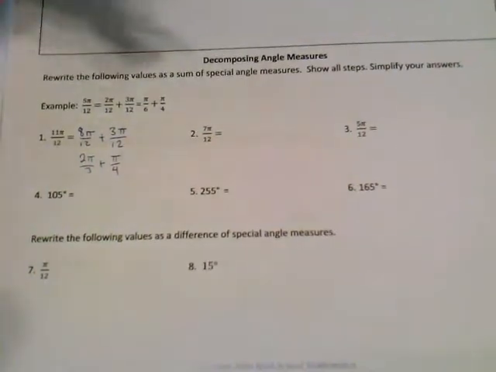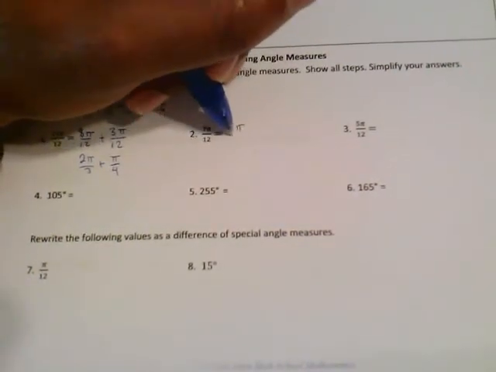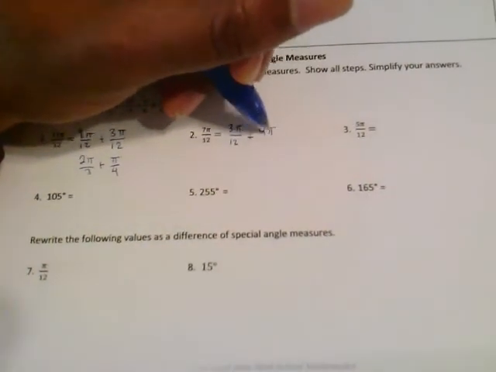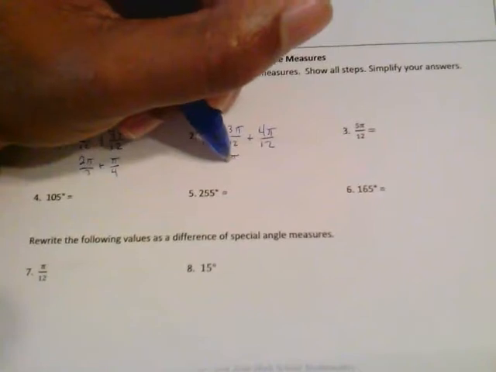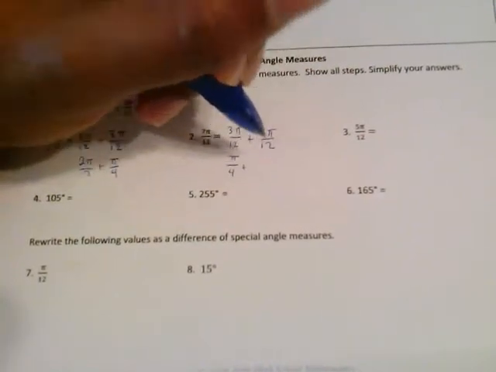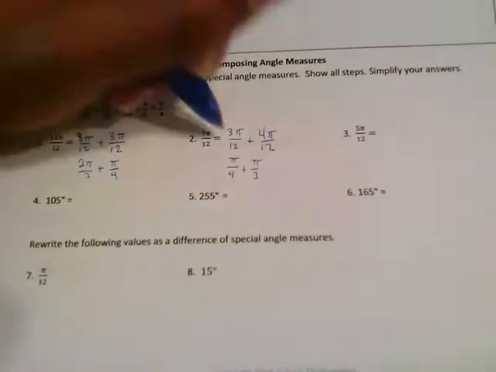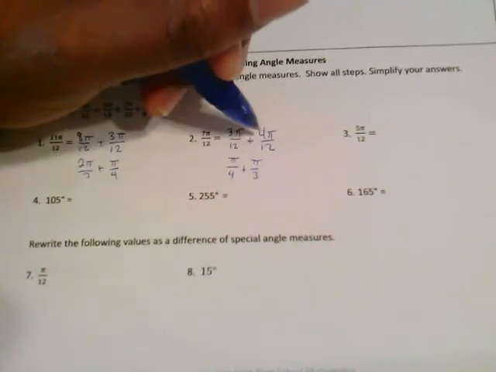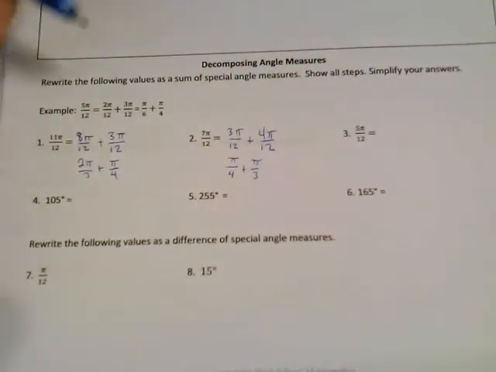So let's do one more. Let's do number 2. We can break the 7 into 3 pi over 12 plus 4 pi over 12. When we reduce it, that will be pi over 4 plus pi over 3. We divide the 3 and the 12 by 3, we get 1 over 4, and we divide the 4 and the 12 by 4, and that's how we get pi over 3. So now let's look at a couple in degrees.